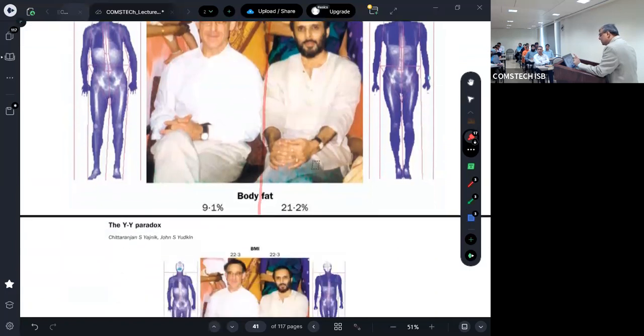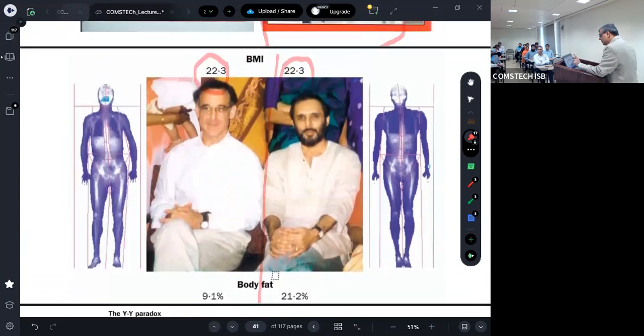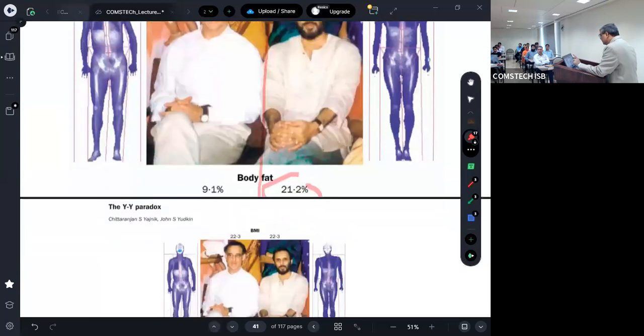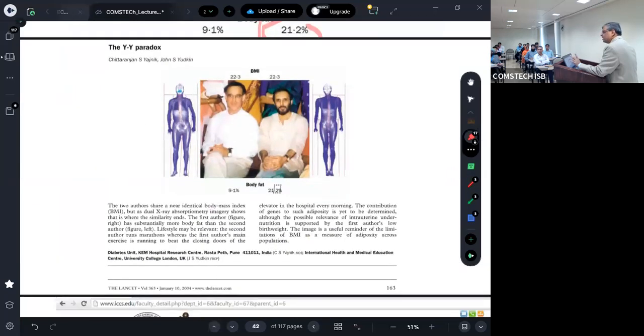Even so, their body fat is different. Here, body fat is 9.1%. His body fat is 21%. This is called the YY paradox. YY paradox in the sense that the last name has something with Y. He's from India and he's from the UK. Both of them published a paper. Very interesting. One is obese, one is non-obese.